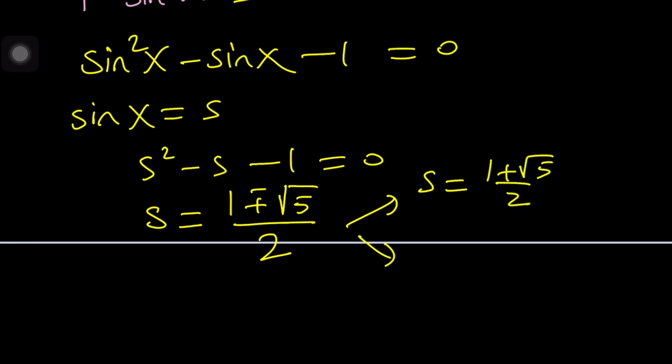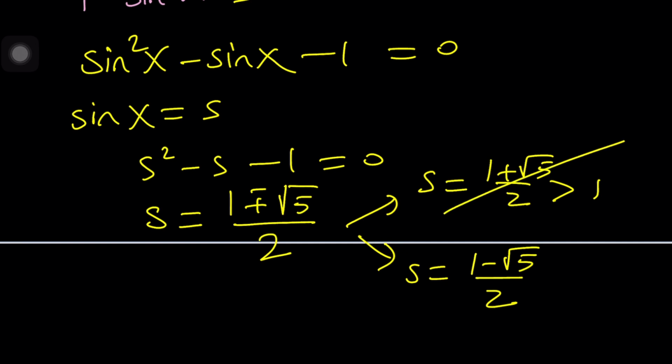And since root 5 is greater than 1, this will be greater than 1. Makes sense? If you do 1 plus 1 divided by 2, that'll be 1. Anything greater than 1 will produce something. Why is this important? Because sine x, if x is real, cannot be greater than 1. So we can't accept that solution.